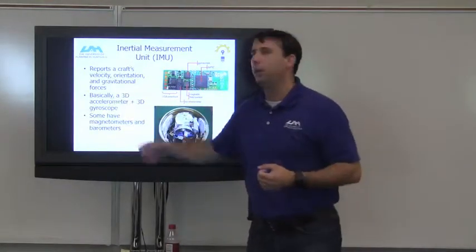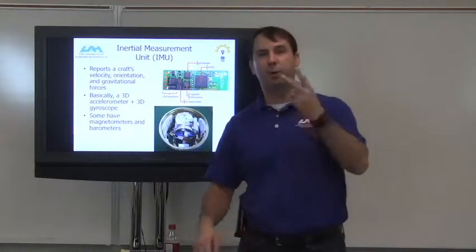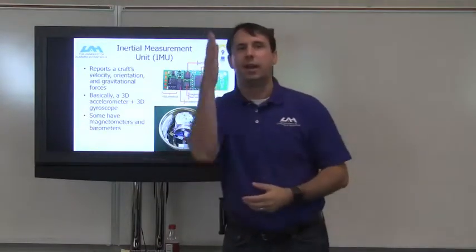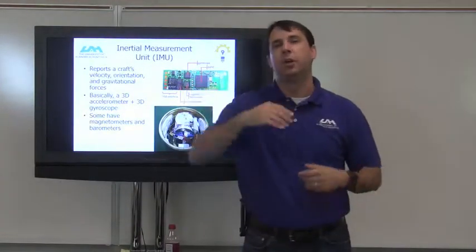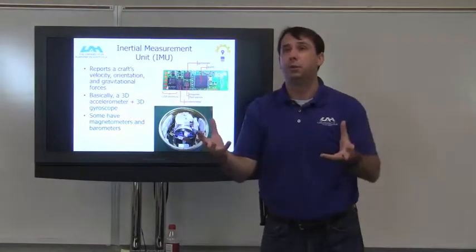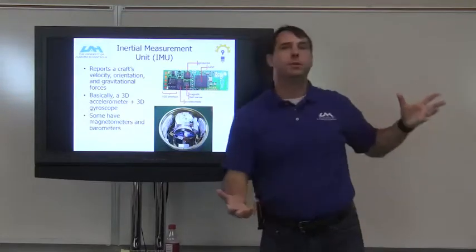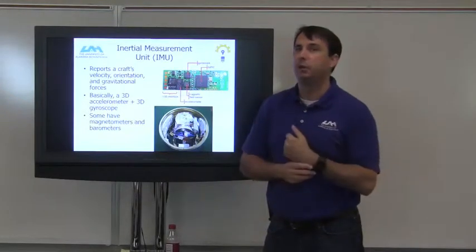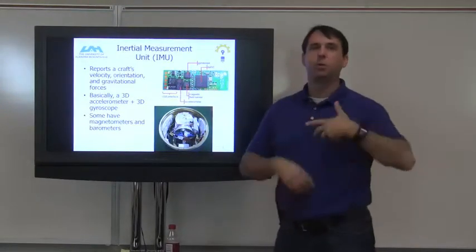An accelerometer measures acceleration. So if you have both of those, accelerations and orientation measurements, you can determine where you are in 3-dimensional space and which direction you're facing in 3-dimensional space. That's an IMU, inertial measurement unit. Some IMUs are more advanced than that.